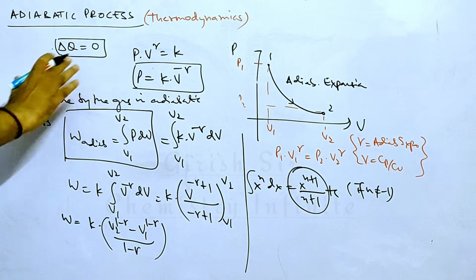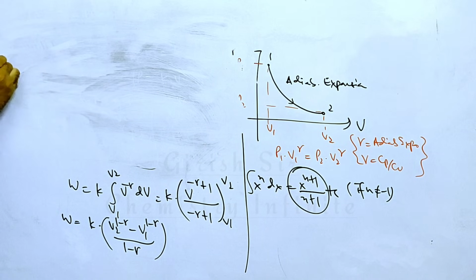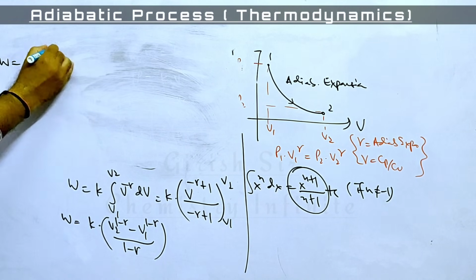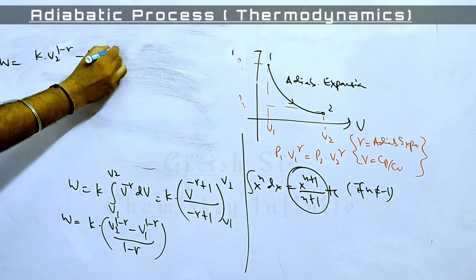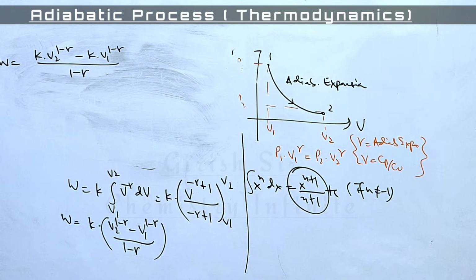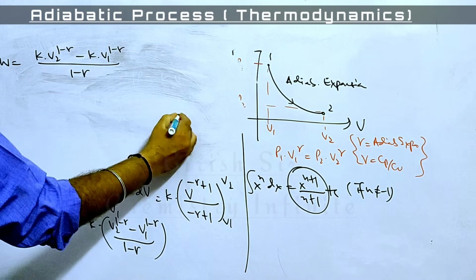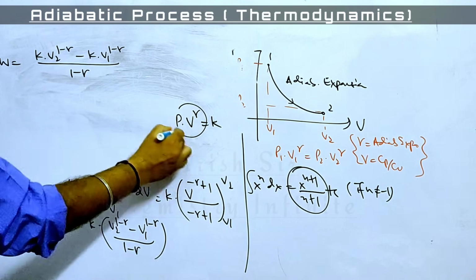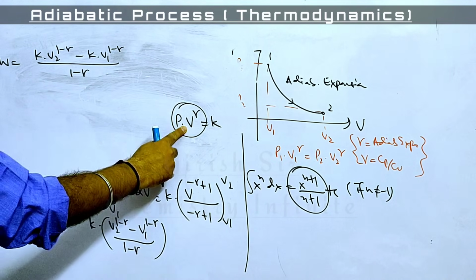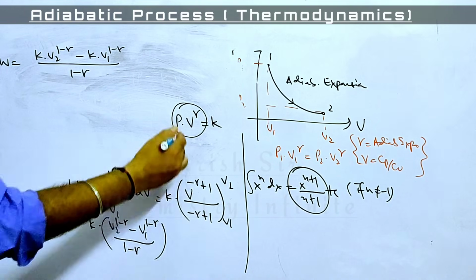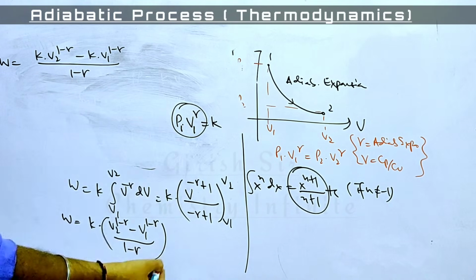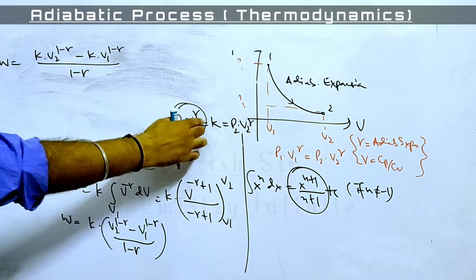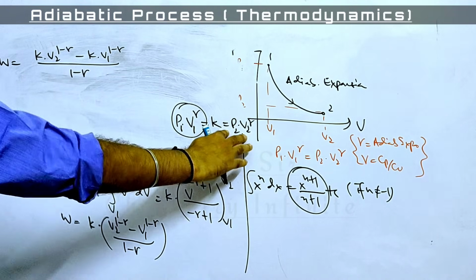Okay, I'll drop a part here to write further. Okay, so I can take this K inside and write like this. Now this K is, if you remember, we have taken P into V raised to gamma equal to constant K. So K is equal to the value of this expression throughout the adiabatic process. So it is equal to P1 into V1 to the power gamma. It is also equal to P2 into V2 to the power gamma. So I can put K as either this expression or that expression.